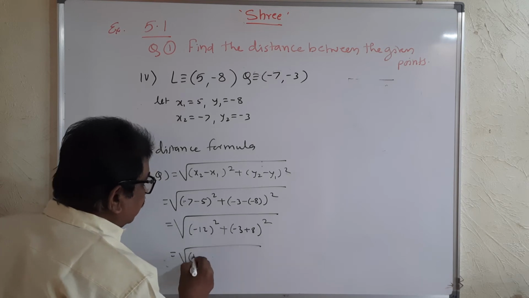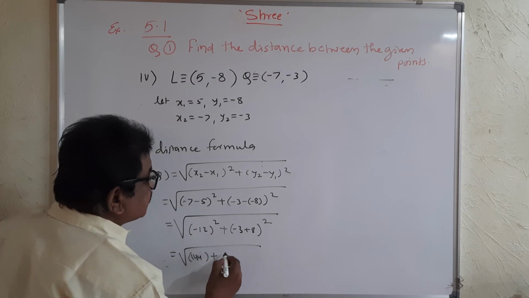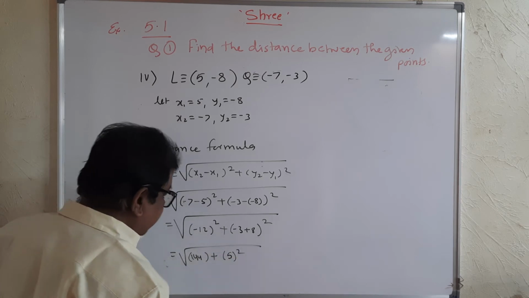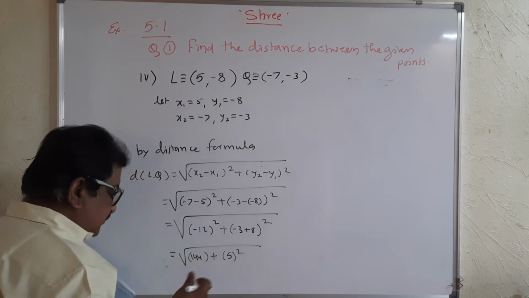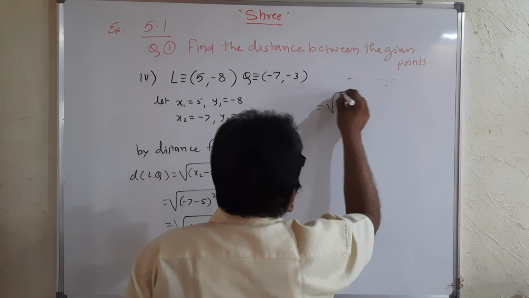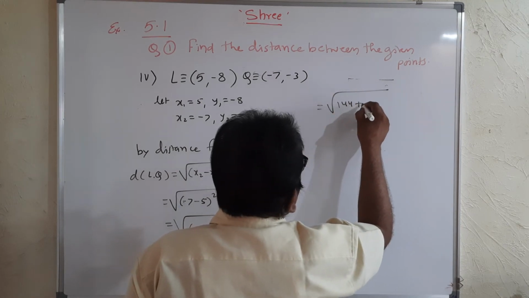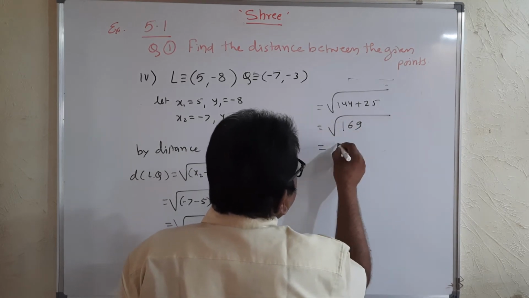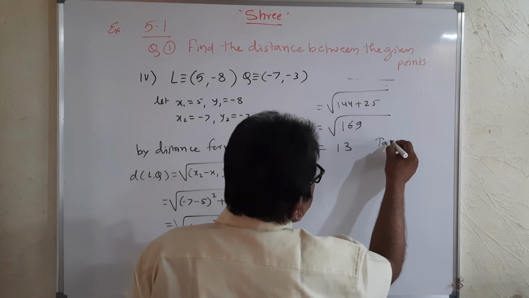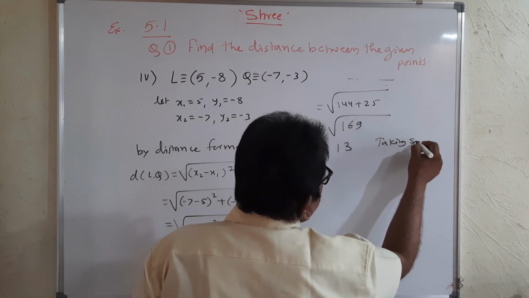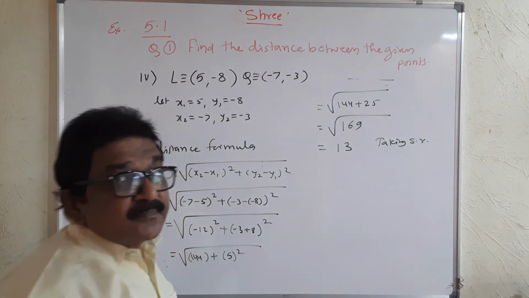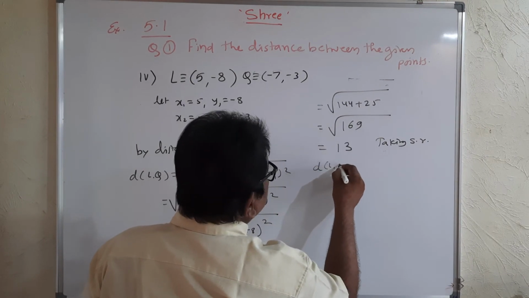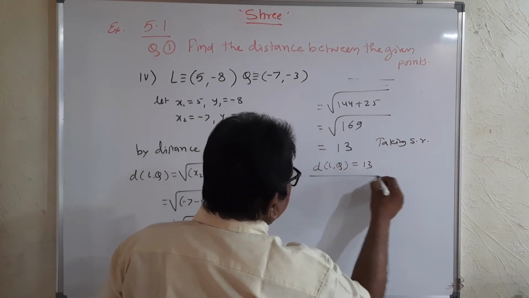which is equal to 144 plus minus 3 plus 8, it is plus 5 the whole square. So it will be 144 plus 25, which is equal to 169, which is equal to 13, taking square root. So final answer is distance LQ is equal to 13.